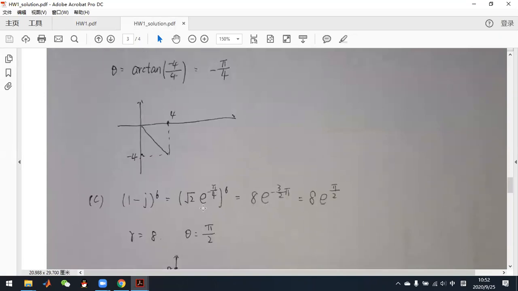I see that some of you always use the rectangular form to solve all the problems of complex numbers. You should remember that there are two forms to represent a complex number, the rectangular form and the polar form. If you find that it is very complicated to solve the problem in the rectangular form, you can consider the polar form. Maybe it will be much easier. For example, this problem, you can solve it in the polar form easily.